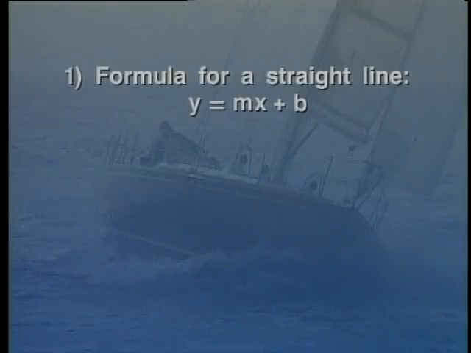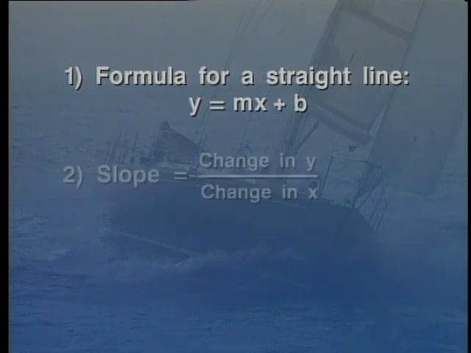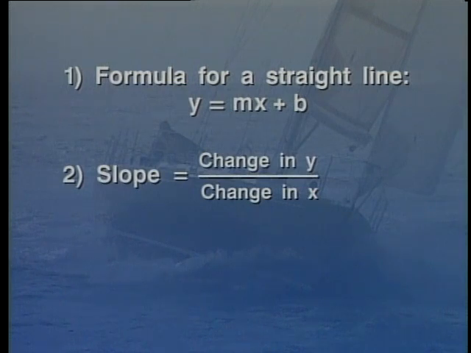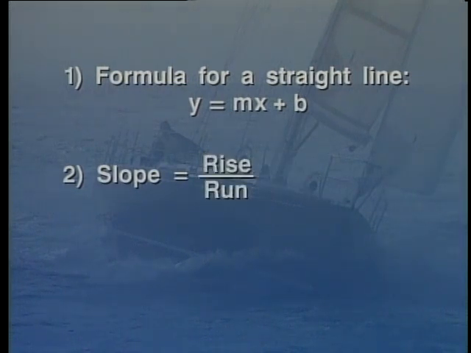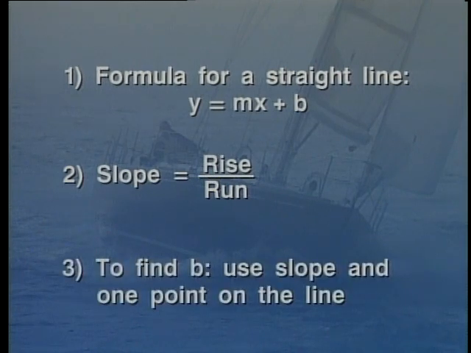We saw that any straight line can be described by the general formula y equals mx plus b, where y and x are the two variables, m is the slope, and b is the y-intercept. We learned that slope is the change in y divided by the change in x, or rise over run. Finally, we learned to find b, the y-intercept, by using the slope and the coordinates for any point on the line.